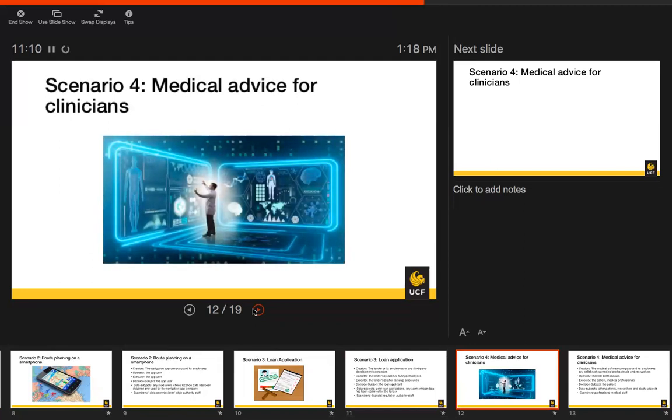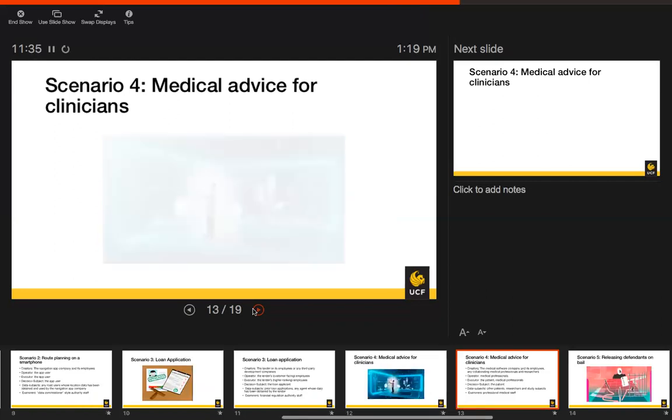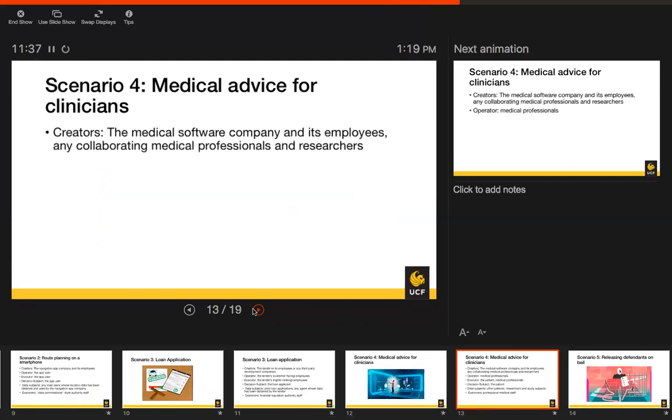So scenario 4, medical advice for clinicians. There are some machine learning systems now for helping doctors to make decisions or to help them diagnose some disease. So in this machine learning system, the agents are the doctors and patients. So for this machine learning system, the creators would be the medical software company and its employees, and any collaborating medical professionals and researchers.